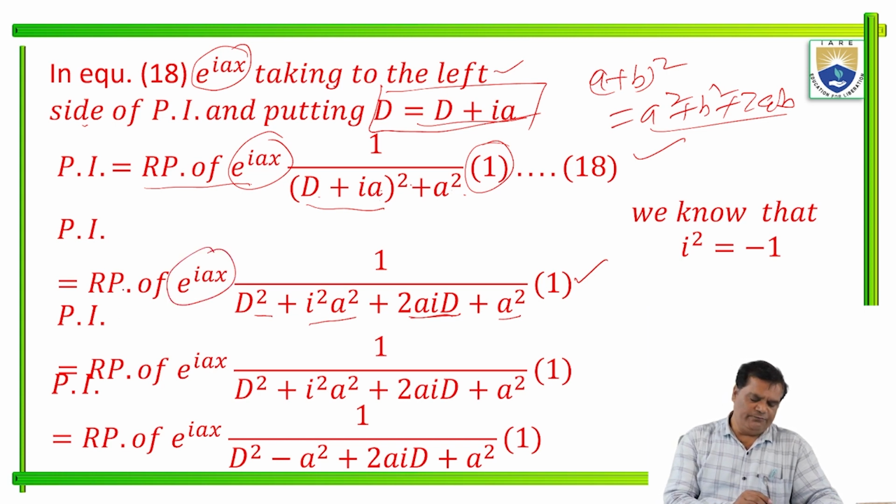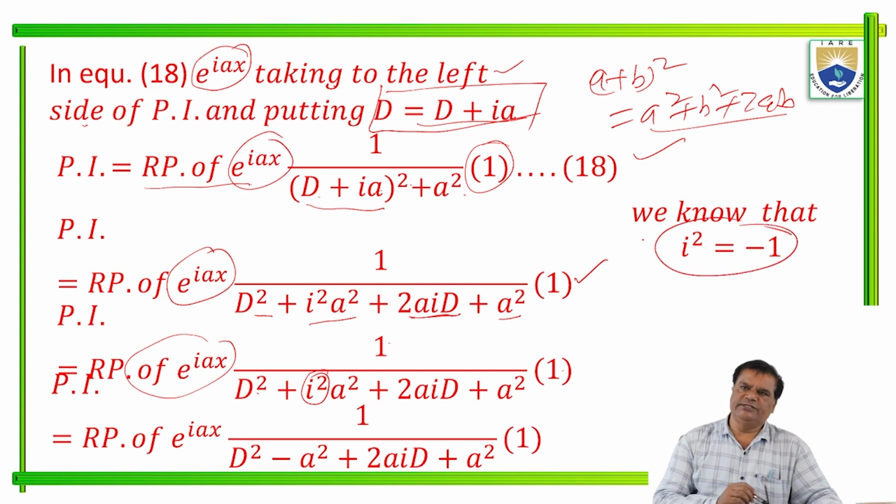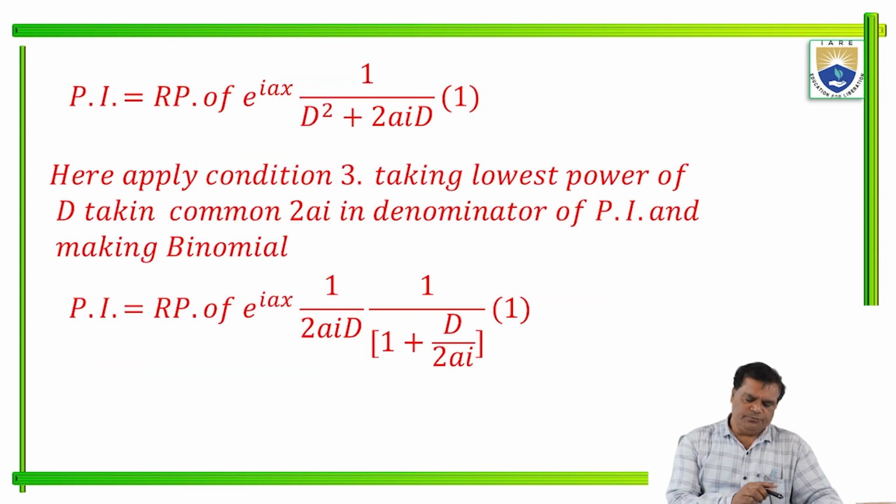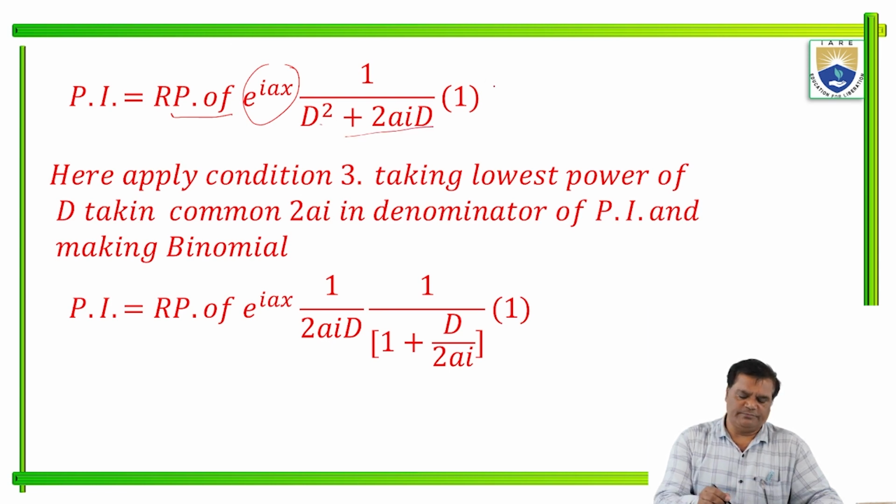So the particular integral is the real part of e to the power iax times 1 upon d square plus i square a square plus 2aid plus a square. This is the same equation. Since i is the imaginary number, i square is minus 1, so putting this value we get minus a square, and 2aid plus a square. So a square cancels here. We have the particular integral equal to the real part of e to the power iax into 1 upon d square plus 2aid, into 1.